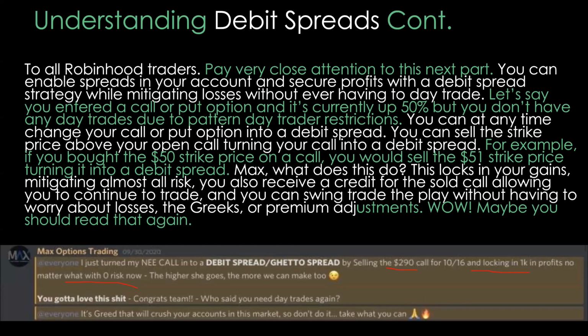You also receive a credit. So when you sell that play, you now receive a credit in your account, and that credit can be used to continue trading because they just put some gains in your account, or you could just hold it in cash and lock in your profits. Mitigating all this risk and doing this is the best way to continue day trading without having to use any day trades at all. You really don't need them. You don't have to worry about losses, the Greeks, premium adjustments. You don't have to worry about anything because you just did it.